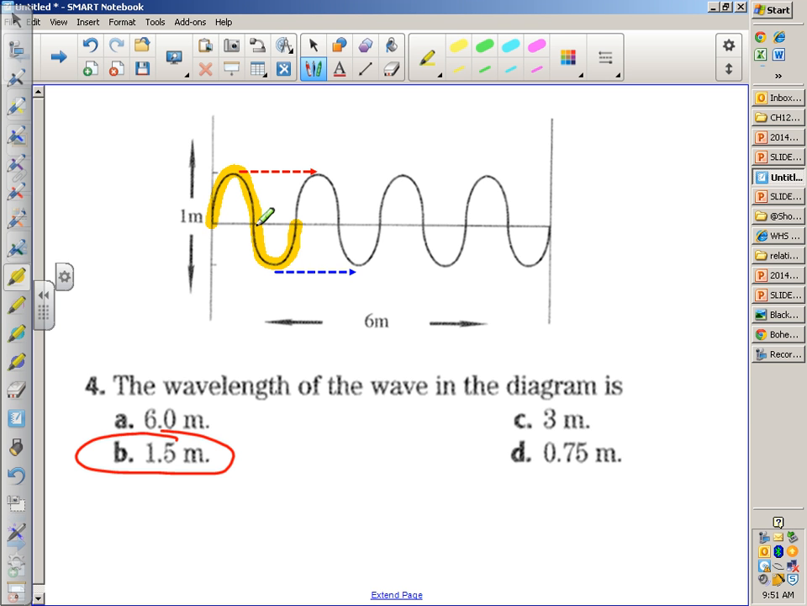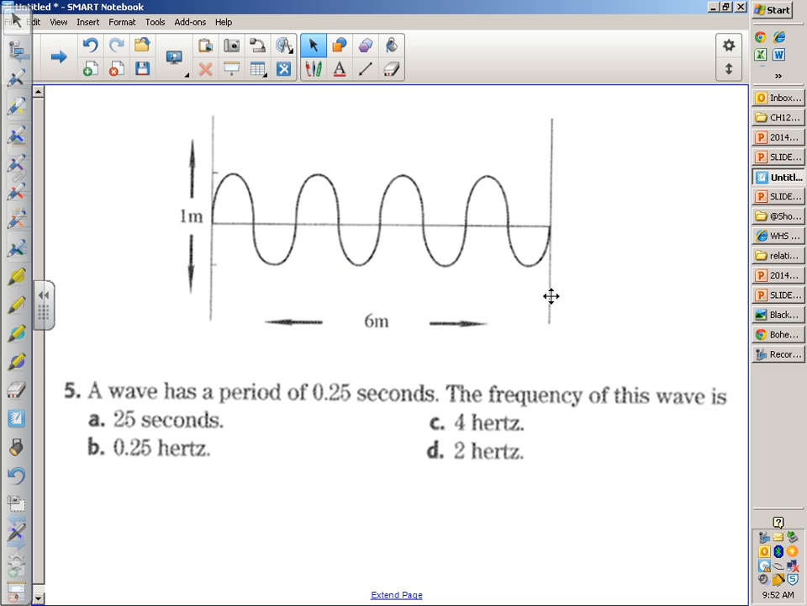So in this picture, how many waves are there? Total, 4. There are 4 waves in that picture total. Okay? Good there? All right, next question. This wave has a period of 0.25 seconds. The frequency of this wave is, use your notes, think about it, don't just yell out the answer.